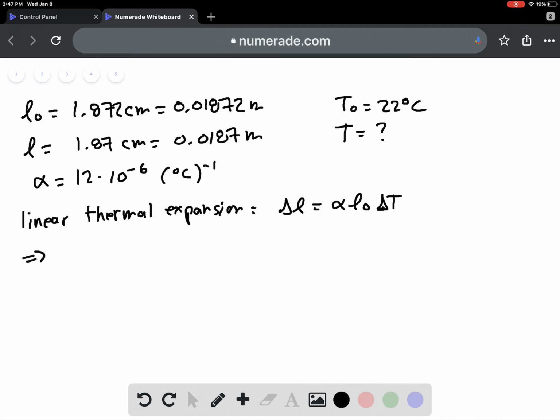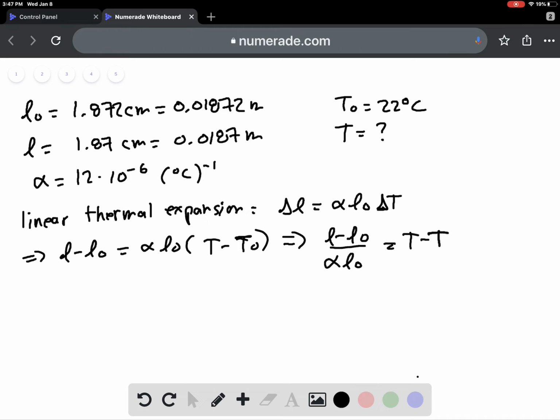So if you expand the equation, you find that delta L equals L minus L0, and delta T is T minus T0, so the change in distance and the change in temperature. We have all the information that we need except T, and this is what we want to get. So we can just isolate T here by dividing by alpha and L0. So (L minus L0) divided by (alpha L0) equals T minus T0. And we can just isolate T from there and get this equation.